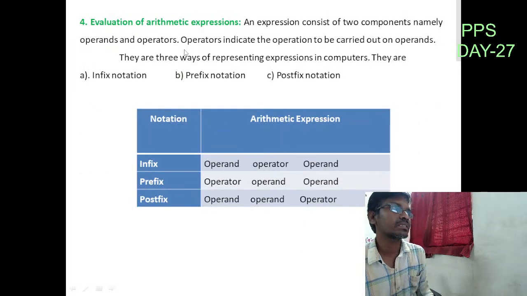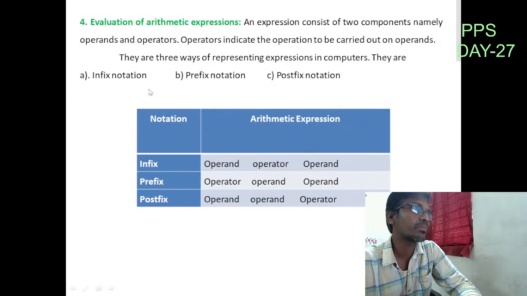And the fourth one is evaluation of arithmetic expressions. For evaluating an arithmetic expression, you have to follow these notations: infix notation, prefix notation, and postfix notation. So what is the infix notation? It contains operand, operator and operand. The example is a plus b. The original expression can be called an infix expression.